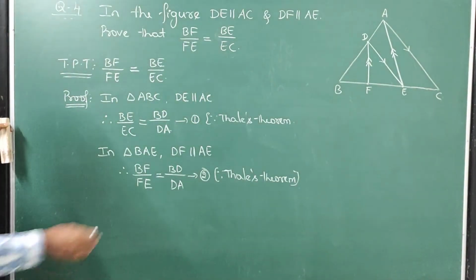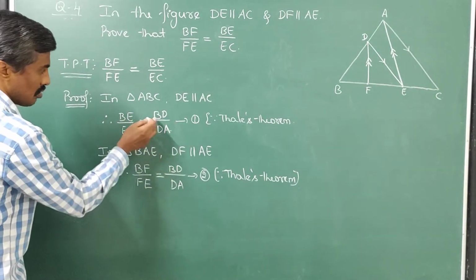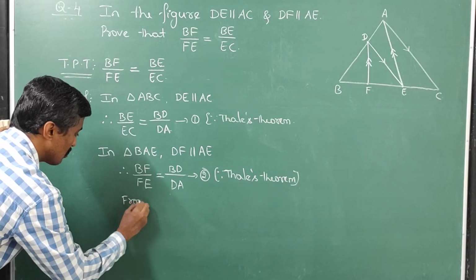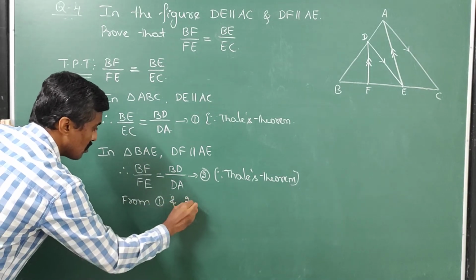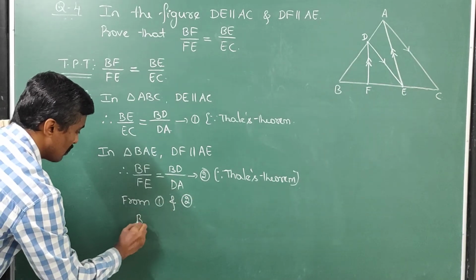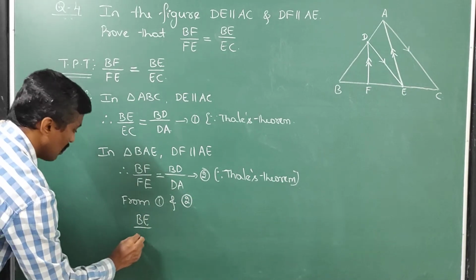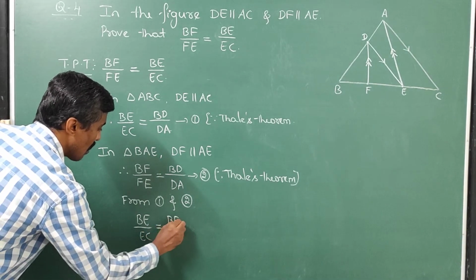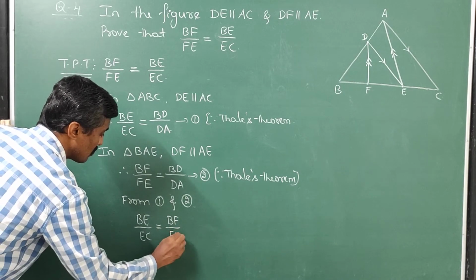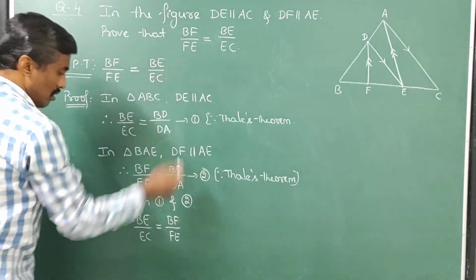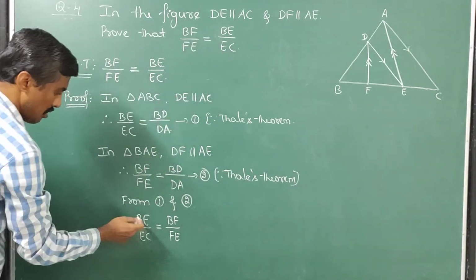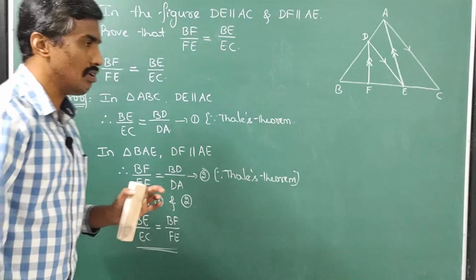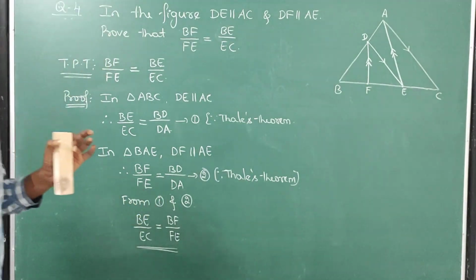So observe the two equations, the right hand sides of the two equations, BD divided by DA, BD divided by DA. Therefore, we can write from 1 and 2, right hand sides are equal, therefore left hand sides are equal. BE divided by EC is equal to BF divided by FE. So this is the thing they are asking. I think you have understood. The problem is very easy.